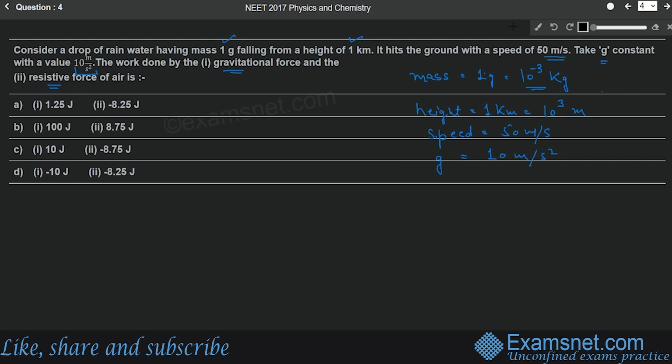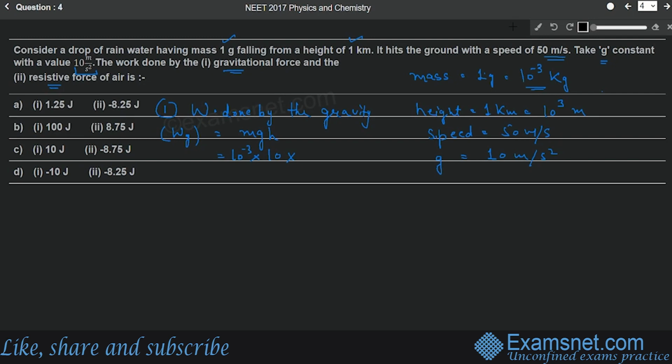Now let's see the first one, that is work done by the gravity. Work done by the gravity, that is Wg, is equal to mgh. Okay, the simplest formula. M is mass, and that is equal to 10 to the power minus 3 kg. G is acceleration due to gravity, that is equal to 10 meter per second square.